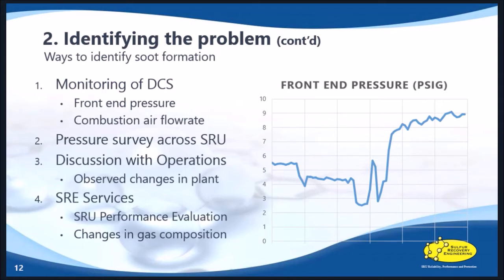Another indicator that I usually find fairly indicative of something going on, or some change happening, is the combustion airflow rate, and that's the total combustion air needed for the acid gas.